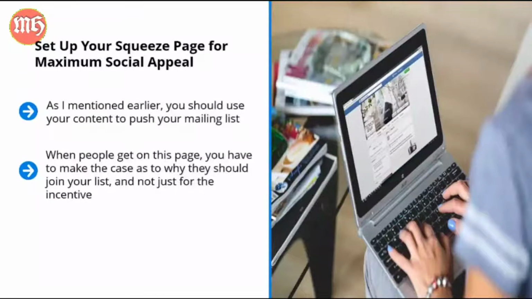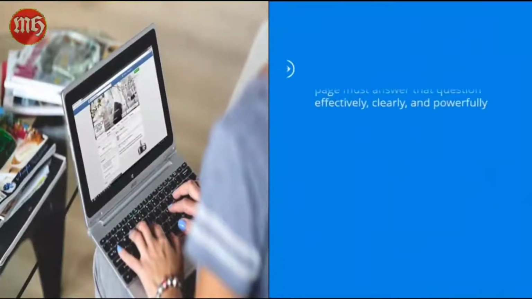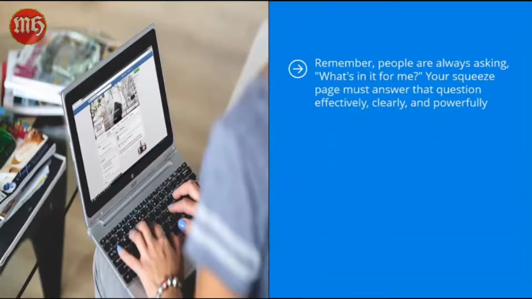While the incentive takes a big chunk of the real estate of a squeeze page, you should be clear about the fact that people are signing up to your list. With that said, you have to make your case. Why should people bother with your updates? Why should people stay on your mailing list? What kind of value would they get? Remember, people are always asking what's in it for me. Your squeeze page must answer that question effectively, clearly, and powerfully.